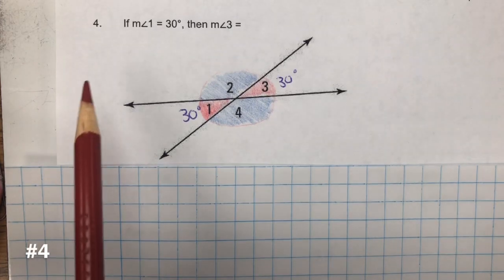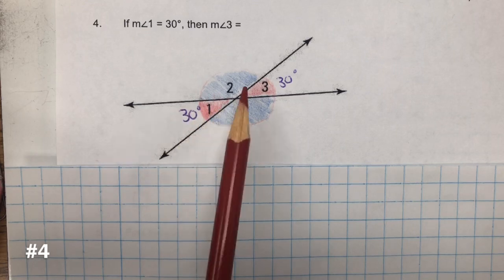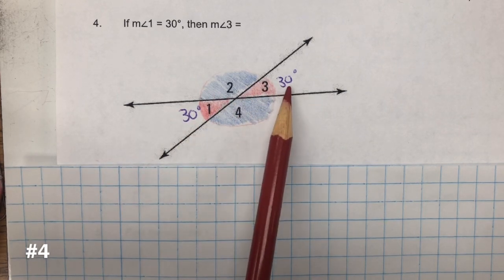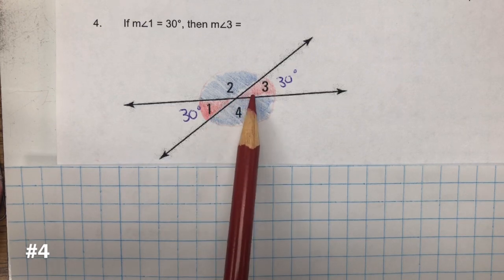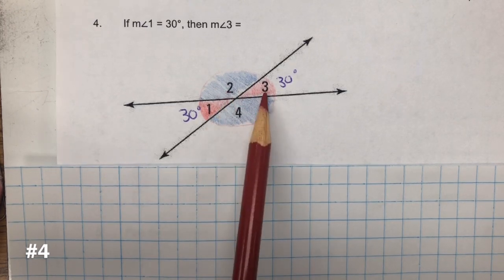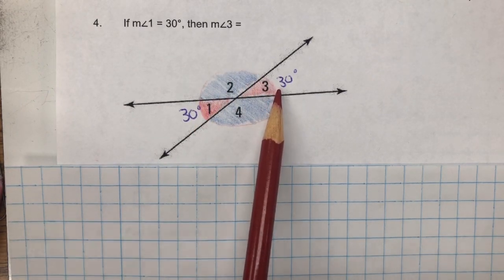For number 4, if the measure of angle 1 is 30 degrees, then the measure of angle 3 is also 30 degrees because these are vertical angles. Angles 2 and 3 are supplementary angles. These would add up to 180 degrees.